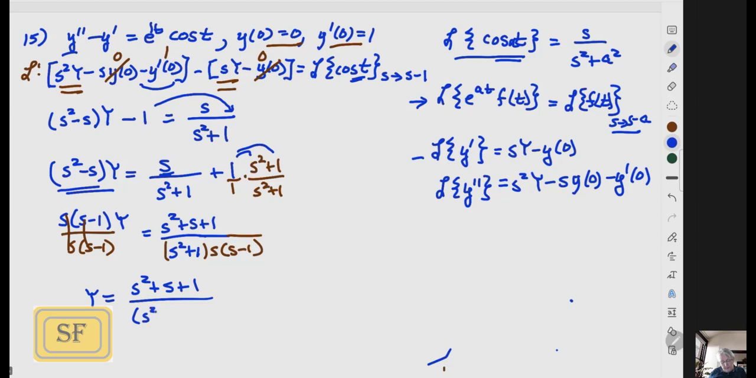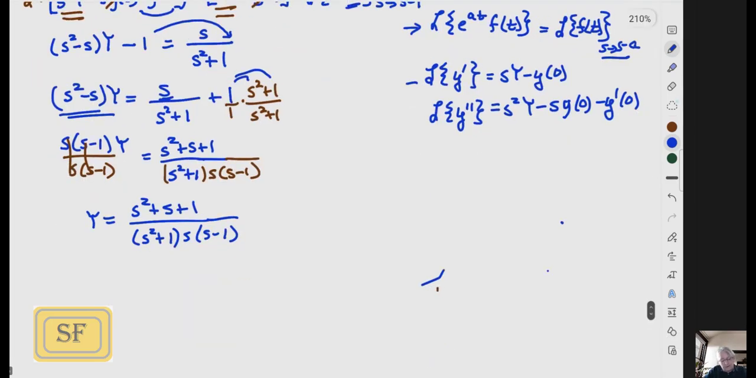But with those 3 factors in the denominator, to do the inverse Laplace, I would want to break this up into the sum of 3 fractions. I'm going to have a s plus b over s squared plus 1, plus c over s plus d over s minus 1.